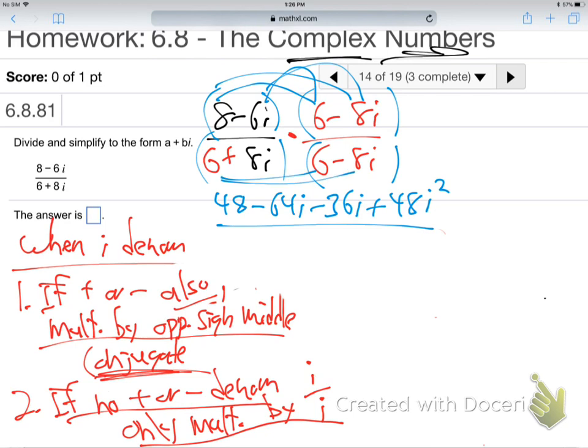On the bottom, boom, boom. 36 minus 48, boom, boom. Plus 48i, what's that, minus 6 squared. We good to there? That okay? I just foiled the top and foiled the bottom. Good.